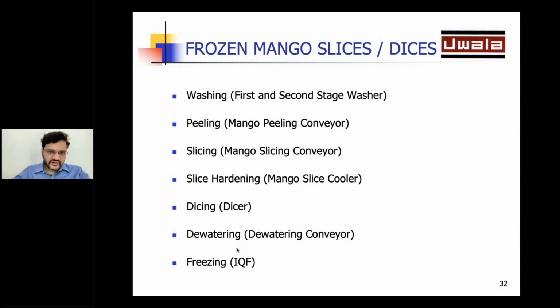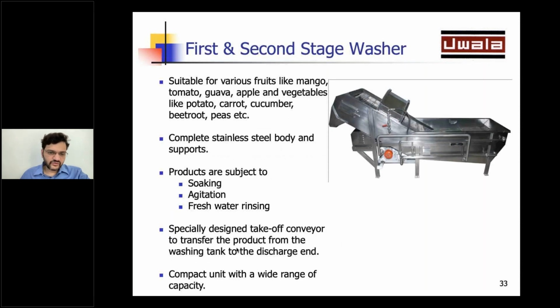Again, I'll briefly revise. So you have to wash the mangoes, you have to peel it manually, slice it, harden the slices, dice it, dewater it, and then freeze it. So these are the steps involved in mango slices and dices. This is the same washer which we had discussed earlier in the pulp processing line as well. The same washer you would use for mango in this line as well. So you will again have two stages of washing. In the first stage you will have normal water washing. In the second stage you will have washing with the help of chlorine to remove chemicals.